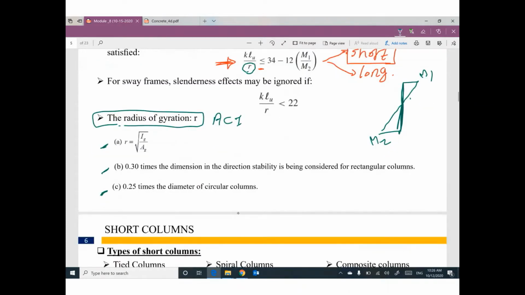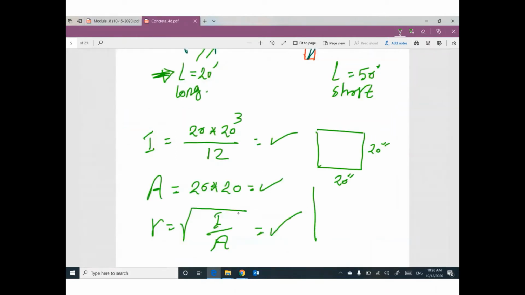0.3 times the dimension in the direction stability is being considered for a rectangular column. According to ACI, radius of gyration equals 0.3 times 20, that's it, equals 6. This one is correct. Probably the two values will be very close. It's not exactly the same, but very close.